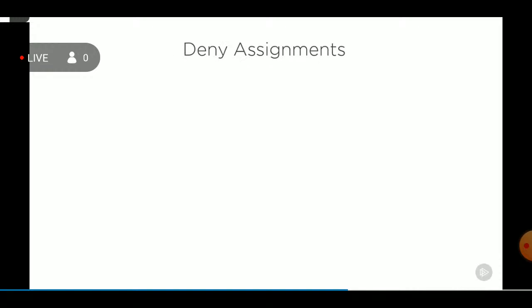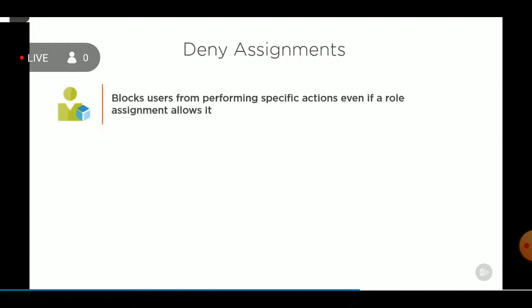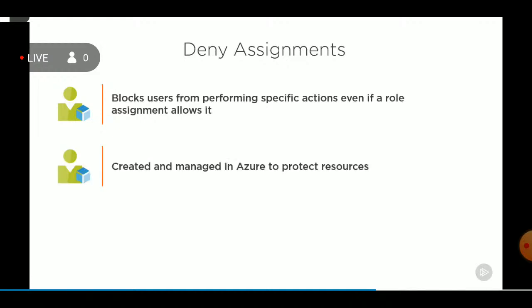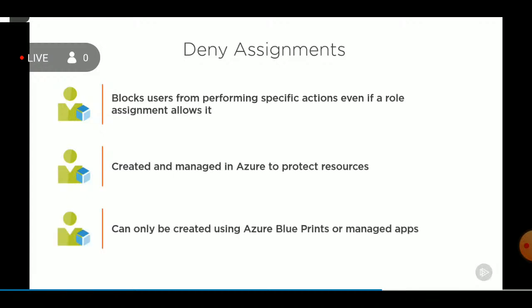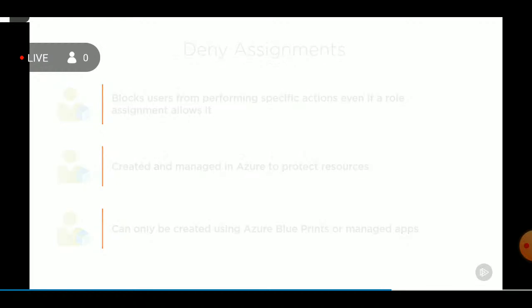Now, along with allowing access, Azure has a feature to explicitly deny access called deny assignments. This is very similar to the Windows deny file permission. So this blocks users from performing specific actions, even if a role assignment allows it. So like I said, very similar to the file permissions in Windows. Denying a permission trumps any allow permission. Same here. It's created and managed in Azure to protect resources. Now, it can only be created using Azure blueprints or managed apps. You cannot explicitly create your own deny assignments.